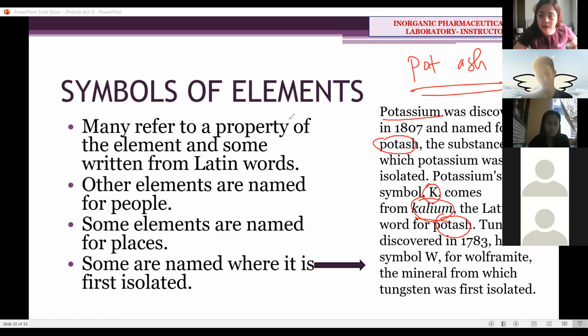And then another one, we have here the tungsten. It was discovered in 1783. Pero unsa ang symbol sa tungsten? W. So anong W man na siya? It comes from the word wolframite, which is actually a mineral. And dito na siya first na isolate, nakuha si tungsten sa mineral called wolframite. Mao na siya nga iyahang symbol kay W. So again, these are the reasons sa pag-name ug sa paghatag og symbol sa atuang mga elements.